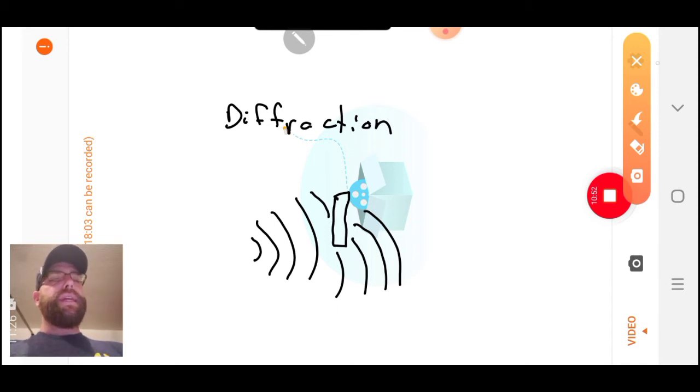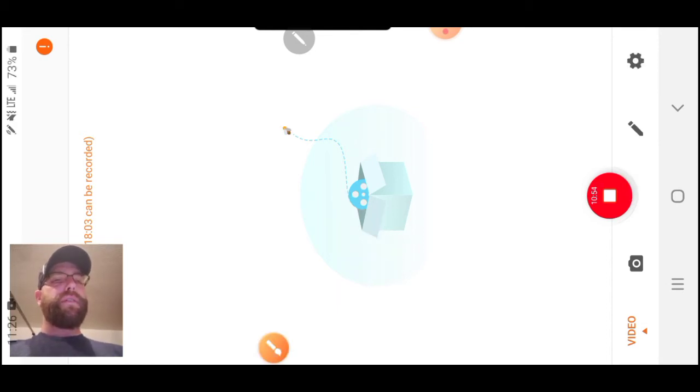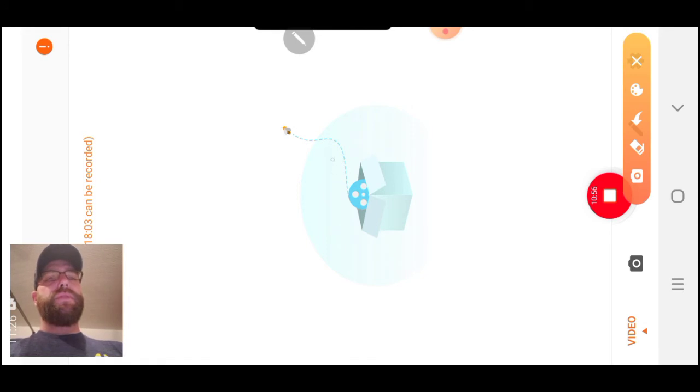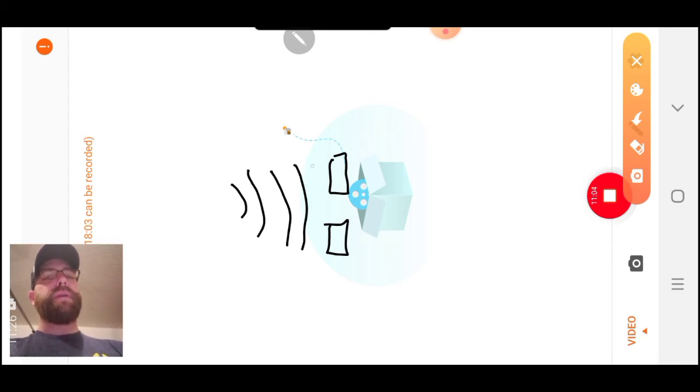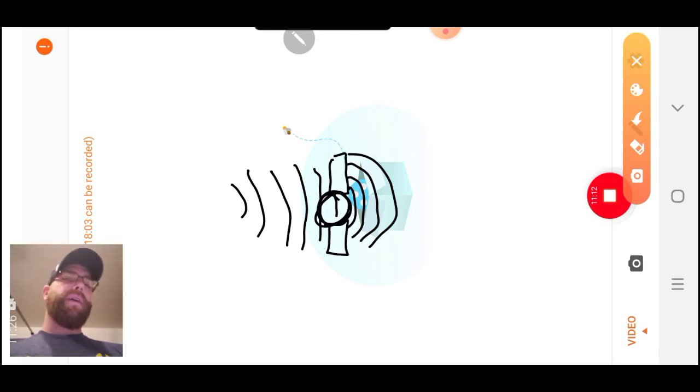Now, there's an interesting phenomenon. So even if we have two barriers, let's say, this is a single slit. There's a really famous experiment called the double slit experiment. So this wave hits here, and we're just going to have a new wave kind of form on the other side originating from this spot. All right, that's a single slit experiment.